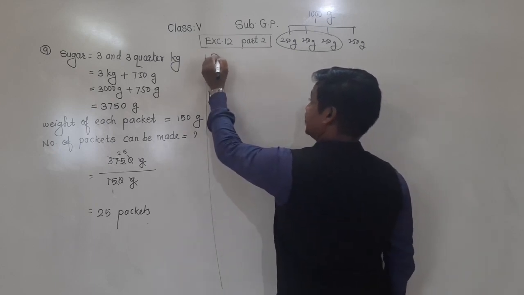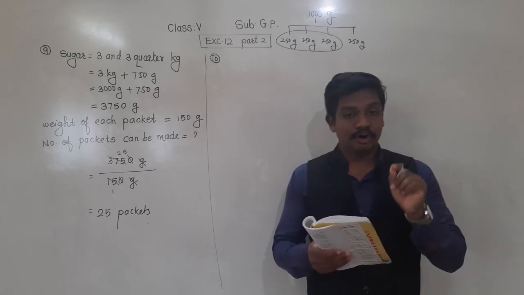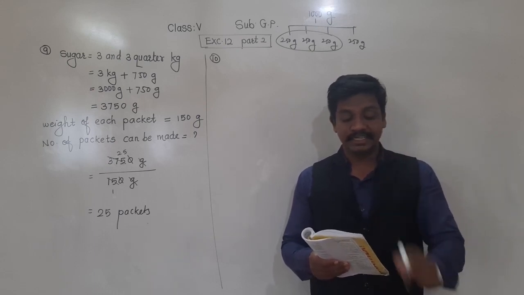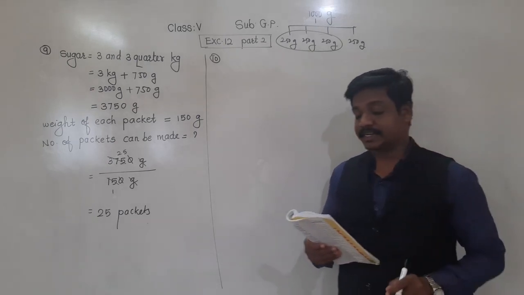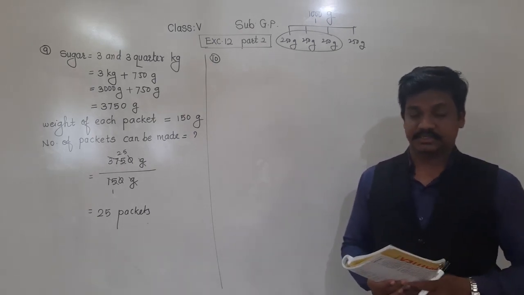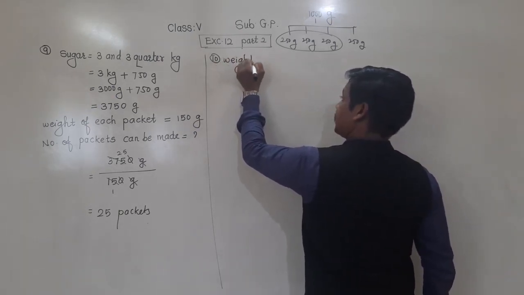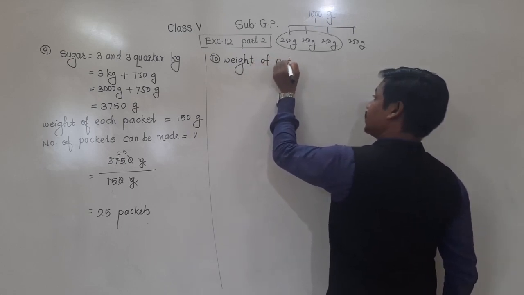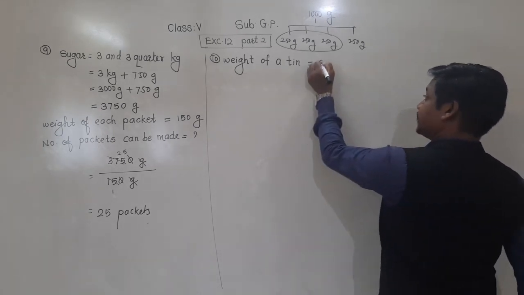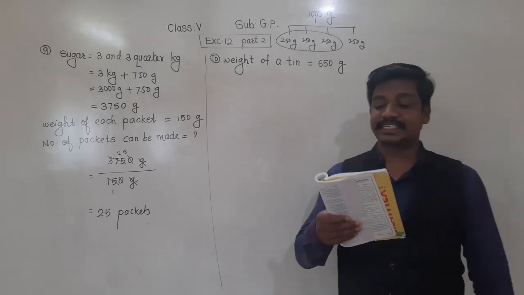See now problem number 10. A tin of oil weighs 650 gram. 1 tin of oil weighs 650 gram. What is the weight in kg of 16 such tins? See here, weight of a tin is 650 gram, and we have to find the weight of 16 such tins.